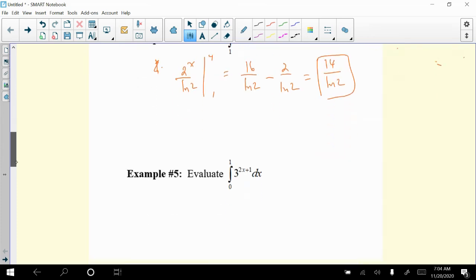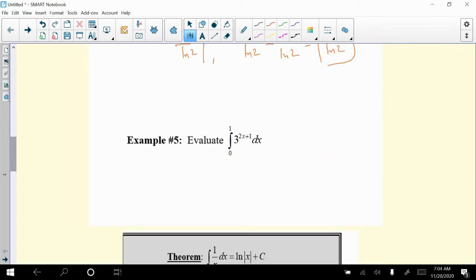Okay, and then like our next example, another u substitution. The only difference, instead of e as our base, it's 3. That's okay. So let's let u equal 2x plus 1. The derivative is 2 dx. We're off by a factor of 1/2. So now this becomes the integral of 1/2 du. It's 3 to the u.